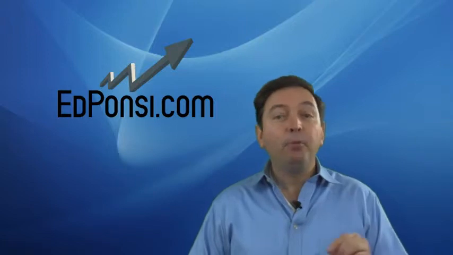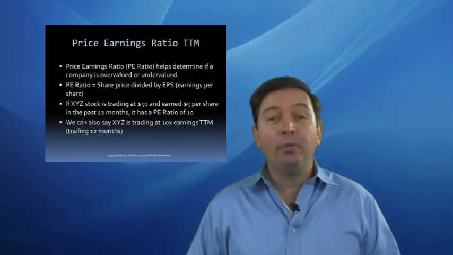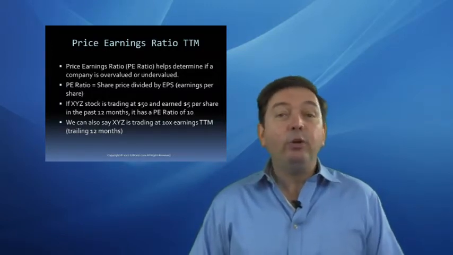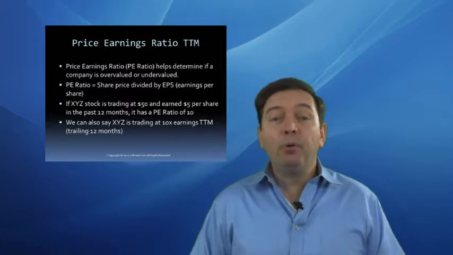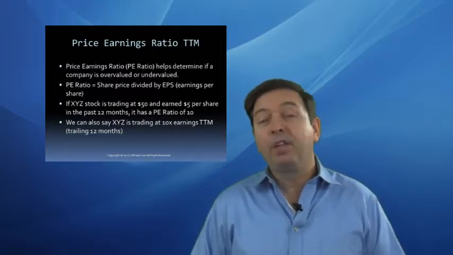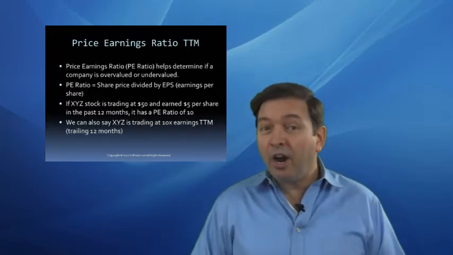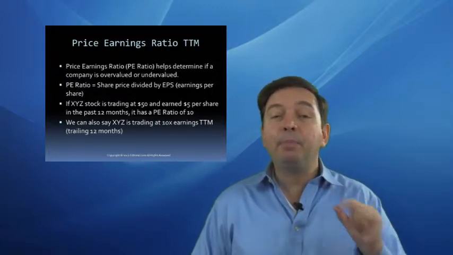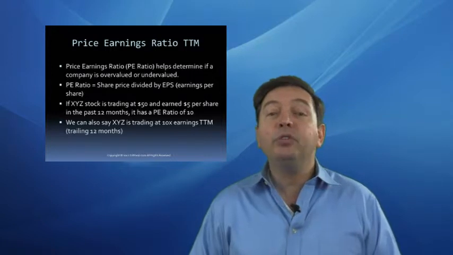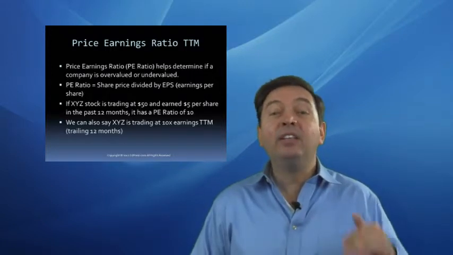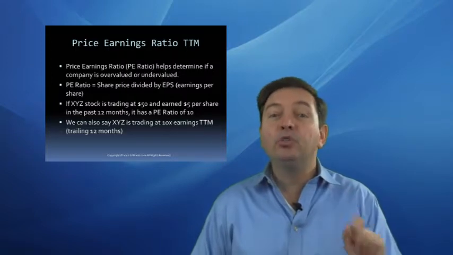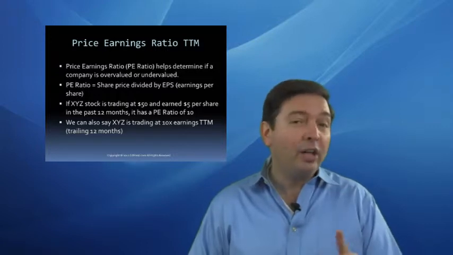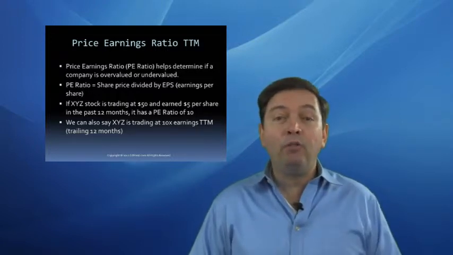Here's another concept, price-earnings ratio, the PE ratio. This helps determine if a company is overvalued or undervalued. How do we figure out the PE ratio? It's the share price divided by the earnings per share. If XYZ is trading at $50 a share and they earn $5 a share over the past 12 months, then we say it has a PE ratio of 10, right? We can also say that XYZ is trading at 10 times earnings TTM, trailing 12 months. Whenever we talk about PE ratio, unless it's otherwise specified, you're talking about trailing 12 months.